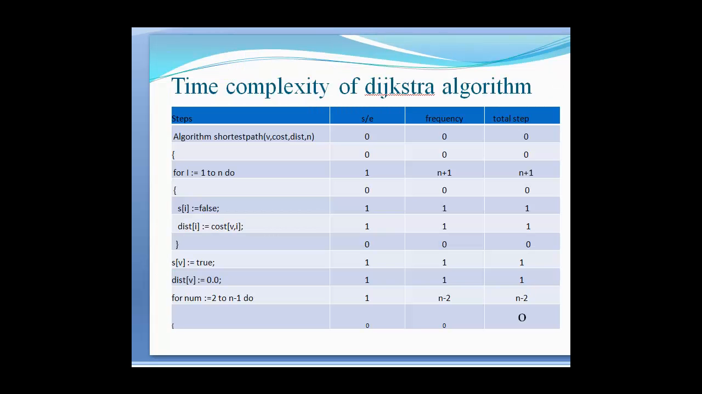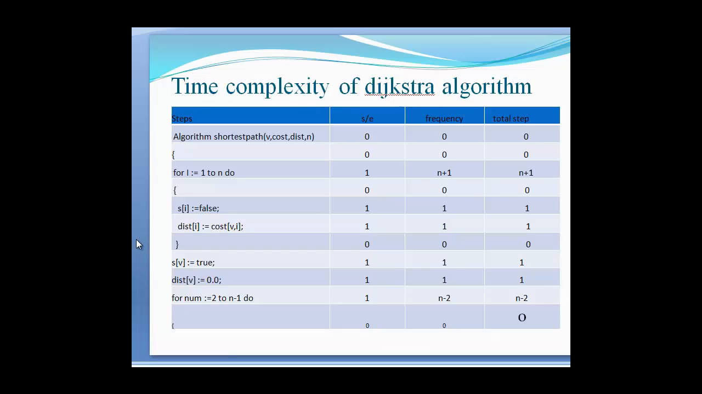Now the time complexity of Dijkstra algorithm. Steps of the algorithm: steps per execution, frequency, total step. Algorithm function shortest path, which has 4 parameters v, cost, dist and n, the steps per execution is 0, frequency is 0 and total step is 0. For loop i equals 1 to n: steps per execution is 1, frequency is n plus 1 and total step is n plus 1. S of i is set to false: steps per execution is 1, frequency is 1 and total step is 1. Distance of i is equal to cost of v comma i: steps per execution is 1, frequency is 1 and total step is also 1.